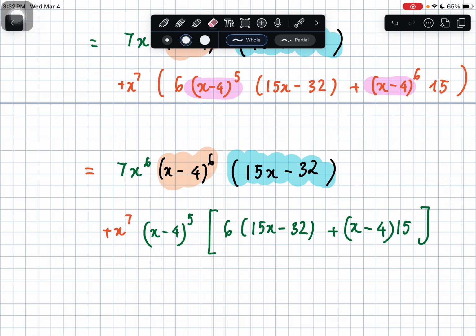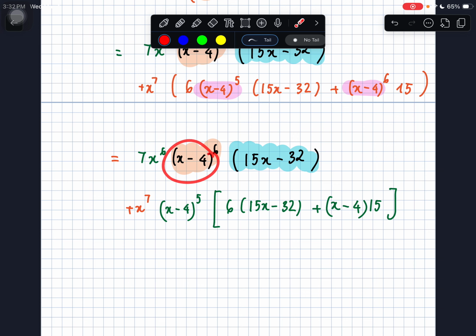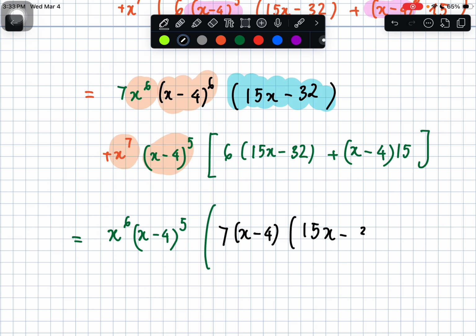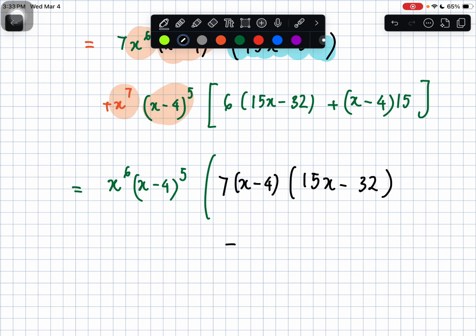Now you see that we have x minus 4 here in common. Group that. And x^6 also in common. So x^6 (x minus 4)^5. Inside we have 7(x minus 4)(15x minus 32) plus x times 6(15x minus 32) plus 15x(x minus 4).